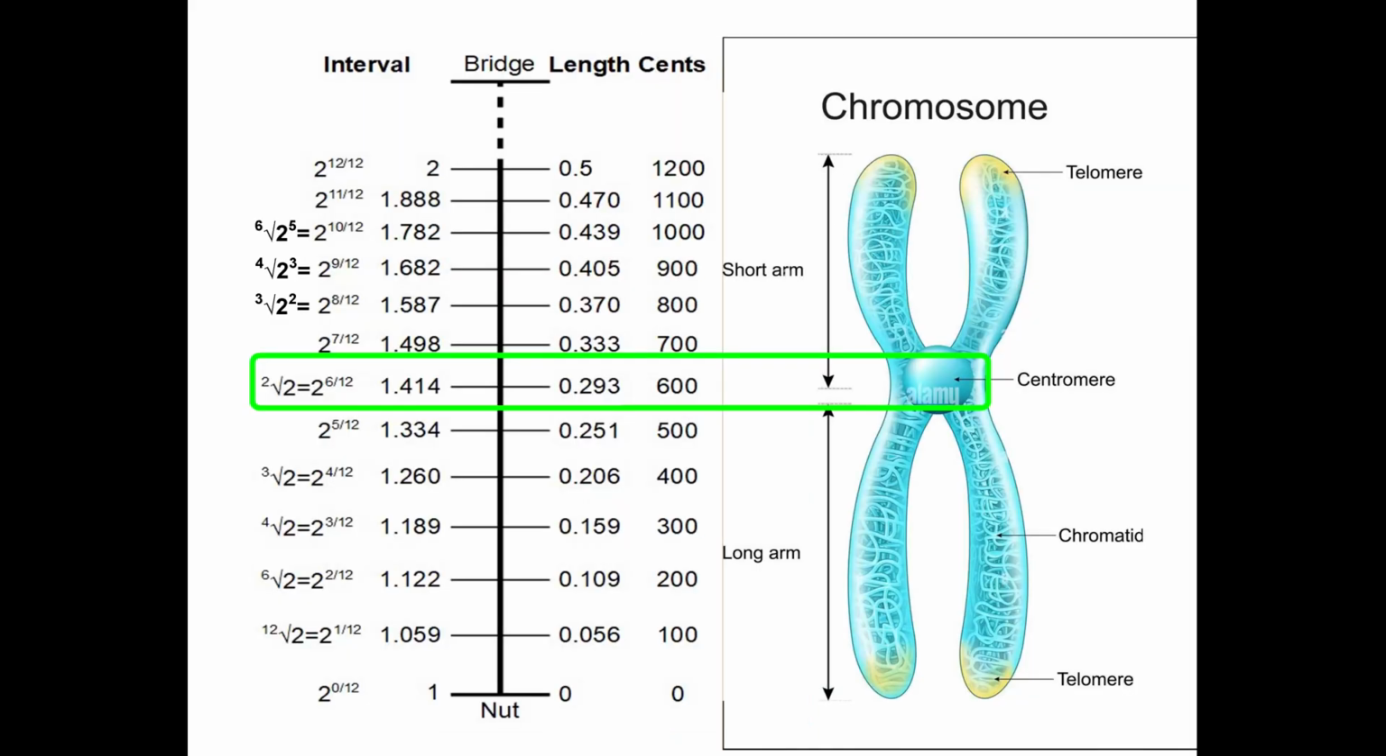Also, if you have a musical scale on the left there, we have a guitar bridge showing where all the different intervals would fall on a geometric scale. And we see it almost lines up with exactly where we would expect a centromere to be in a chromosome. So I think there is something not too far off about that correlation.